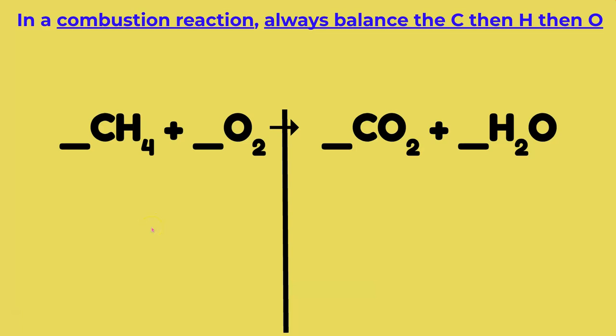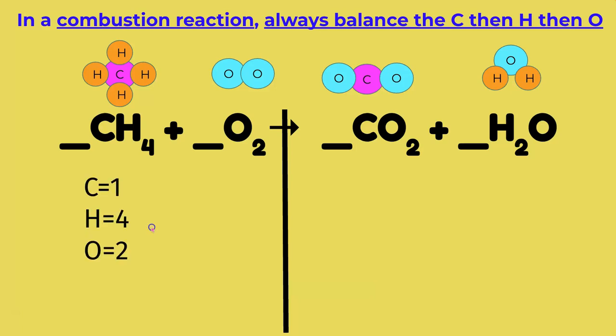Count the atoms on both sides. On my reactant side, I have 1 carbon, 4 hydrogen, and 2 oxygen. On my product side, I have 1 carbon, 2 hydrogen, and 3 oxygen. So the carbons are already balanced, so I'm going to go to the hydrogens. I need to fix the hydrogen on the product side because it's the smallest. I have 2, I need 4. So what times 2 is going to give me 4? It's going to be 2.